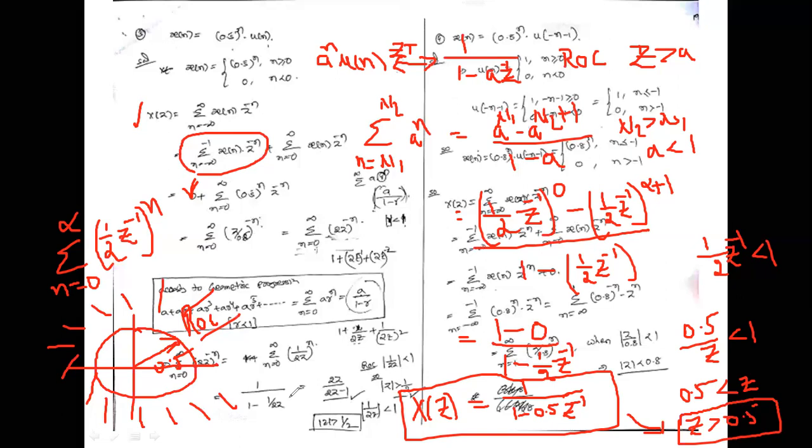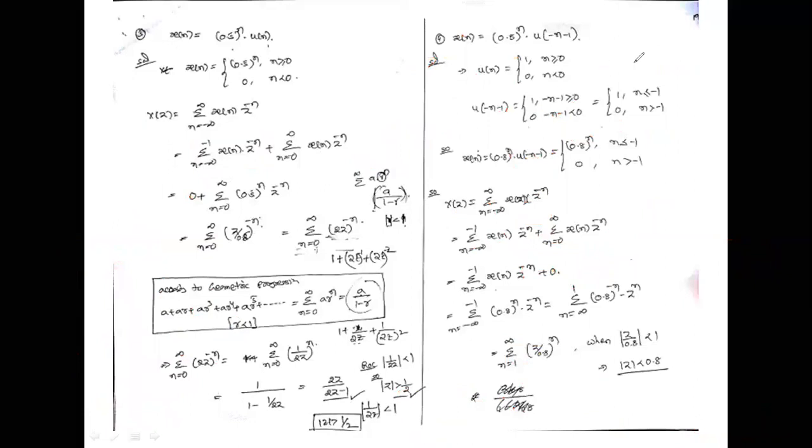That is, it is bounded. For all remaining values it is not a bounded function. Okay, you see here z is greater than 1 by 2, and x of z is 1 by 1 minus 1 by 2 z inverse. Okay, and the next one, x of n equals 0.5 whole power n mu of minus n minus 1. Mu of minus n minus 1 is left sided. A power n mu of n is right sided, that is, towards the right hand side.